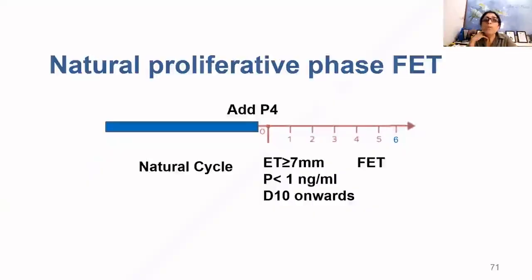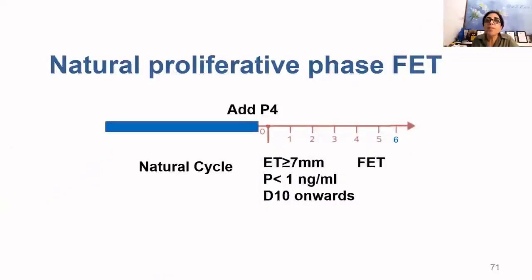Then this is the one which is a very simple protocol. I will go very slowly about it so that it sinks in. The natural proliferative phase. What is done is the first half of the cycle is like a natural cycle. That is, you just continue as you're doing a natural cycle or a modified natural cycle. You don't have to monitor the dominant follicle. You just monitor the endometrium.